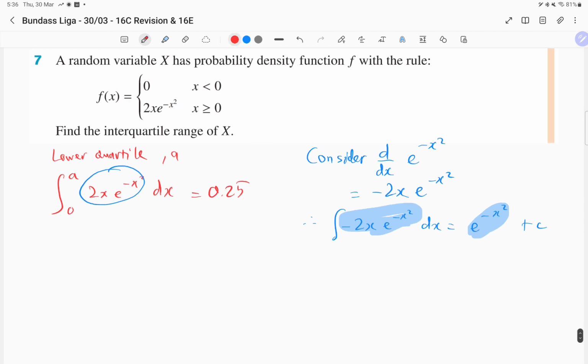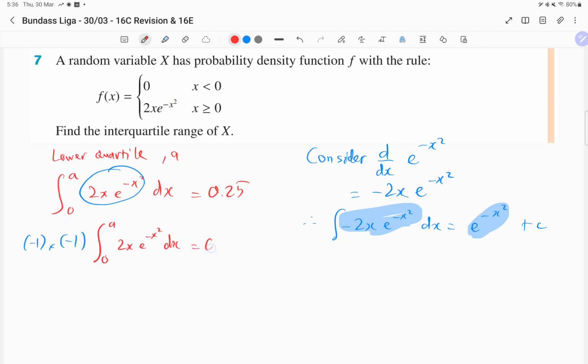Yes, that's right. So we have to multiply negative 1 to the front, and then what's inside here will turn into negative 2x. You have to multiply negative 1 twice. Because when you multiply it twice, it cancels each other out, right? So when you multiply negative 1 twice into this expression, the answer is still the same, right?